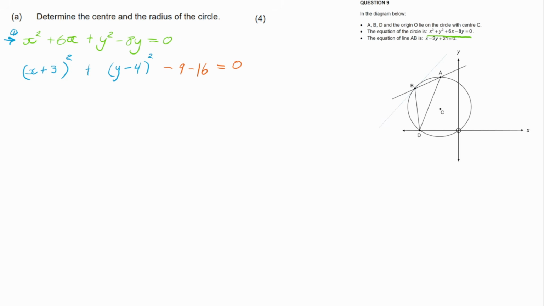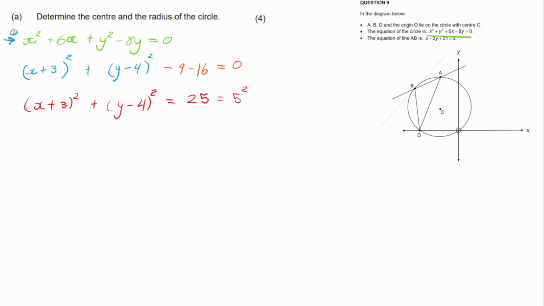And then if we continue on with this line, we're going to be getting that x plus 3 squared, plus y minus 4 squared is equal to, this will give us 25, but 25 is just 5 squared. And now it's in the exact form that we need to determine the center and the radius.